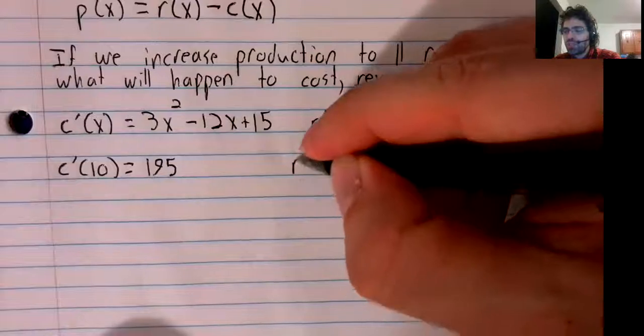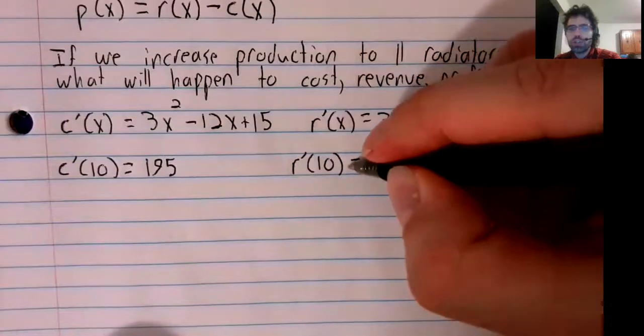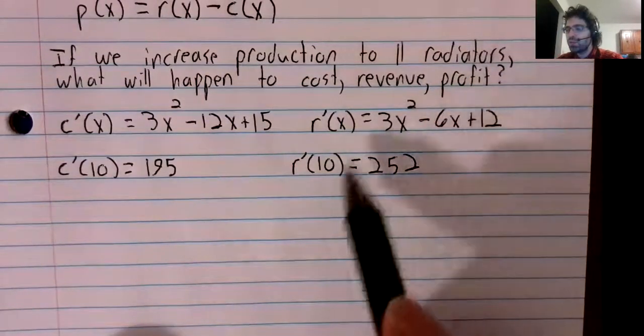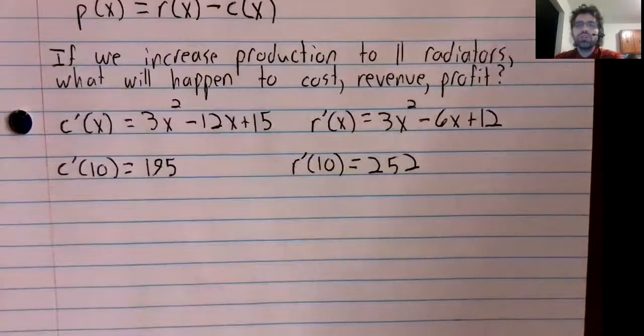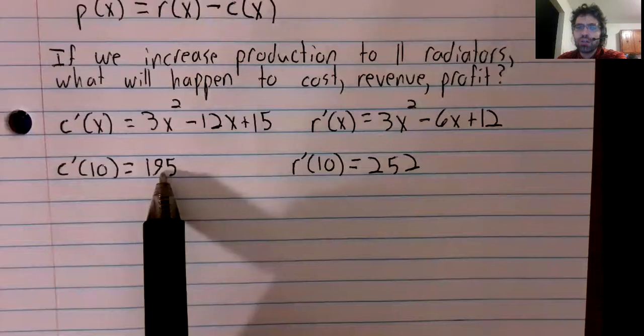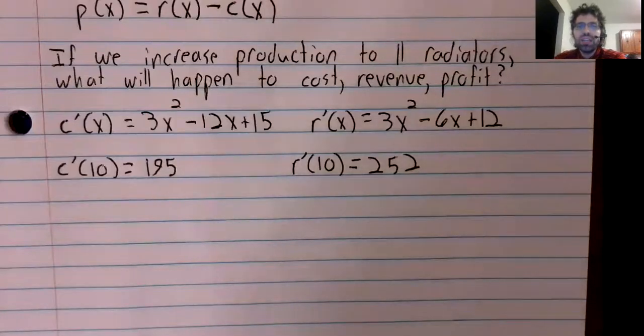Is this increase in production a good idea? To know that, we'll look at the marginal revenue. And it works out, if we plug 10 into this, to be $252. So at least if we neglect any other factors except for cost and revenue, this increase in production is a good idea. The cost will go up by about $195, but the revenue will go up by more than that. So we're making money.